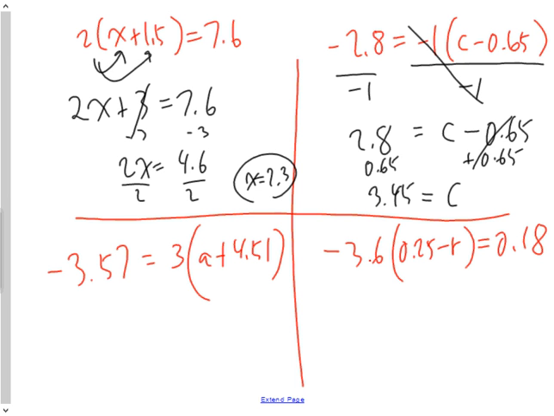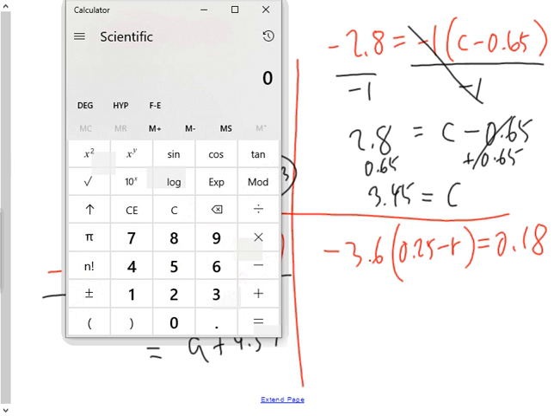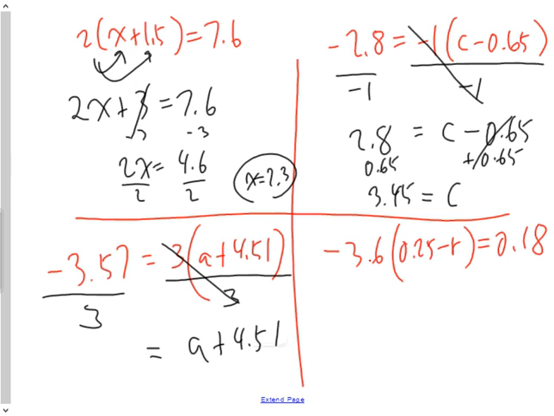What are we going to do here? Let's use division first for this one. So I'm going to go dividing by 3 and dividing by 3. One group of A plus 4.51 instead of 3 groups of it is equal to 3.57 divided by 3, which is 1.19. So negative 1.19.